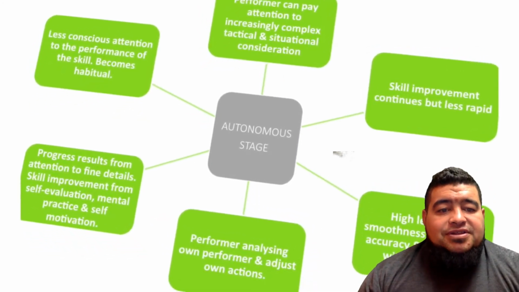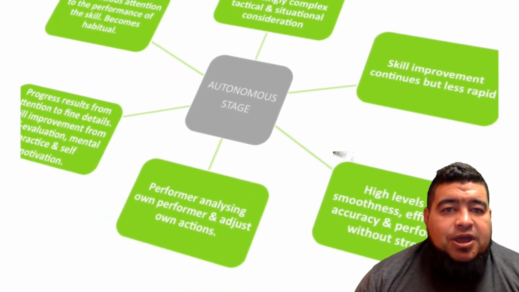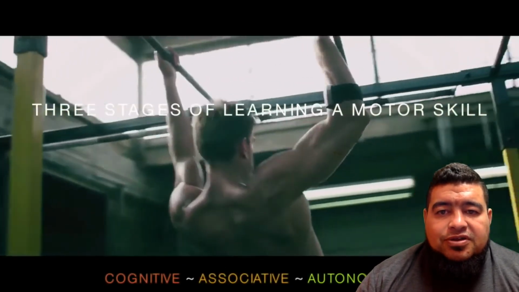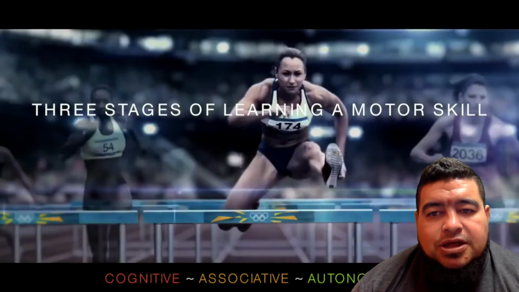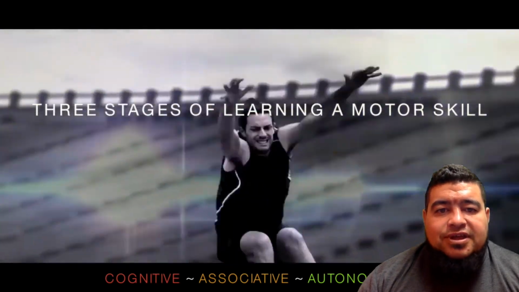In the autonomous phase, it's automatic. You're just letting it go. You don't have to think about it. You're almost like a ninja. When that ball comes flying at you, boom, you either block it, boom, you're catching it. You're doing one of those two things. It's just what becomes automatic. So that's the 3 stages of learning a motor skill: the cognitive, associative, and autonomous stages.